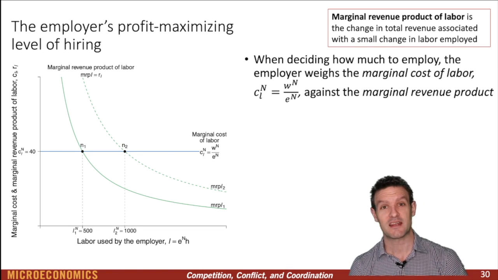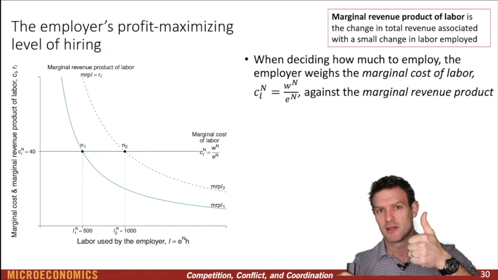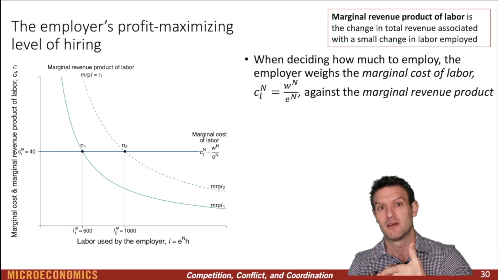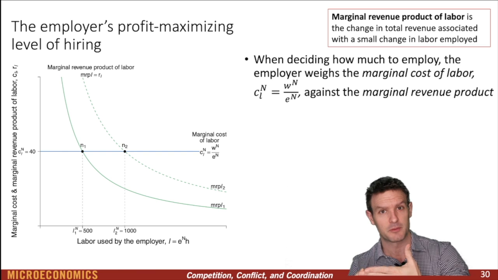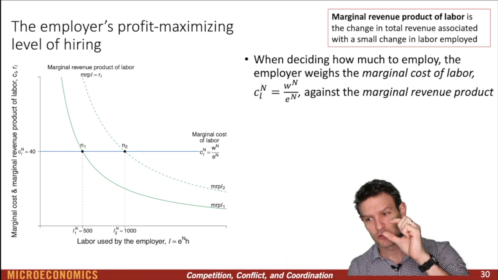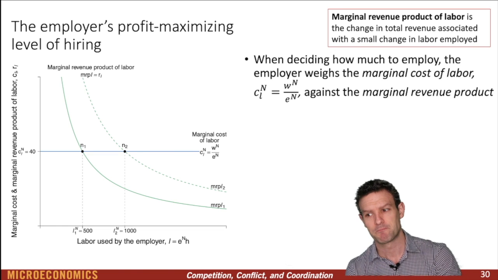Okay, so when deciding how much to employ, we've got to weigh the marginal cost of labor against the marginal revenue product of labor. So it's MC equals MR. It's the same condition that we've always had with profit maximization, but here we're talking about a marginal revenue product of labor, labor equal to En times H, and the marginal cost of labor. The marginal cost is the wage for given effort that we're already hiring from the Nash equilibrium of the labor discipline model. Okay, so marginal cost, that's CL, in the Nash equilibrium here is going to be equal to 40, and that's CL equal to WN over EN.